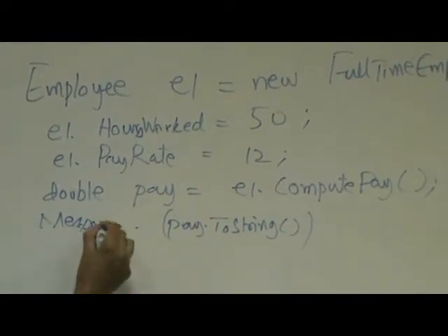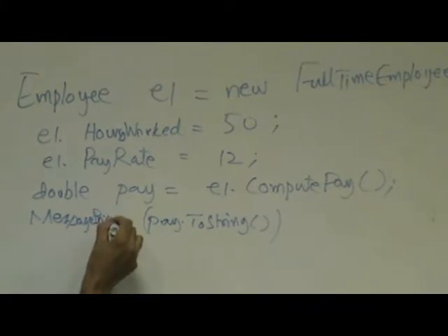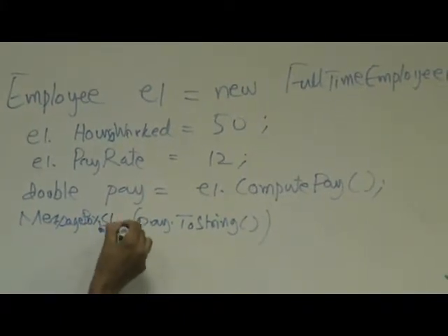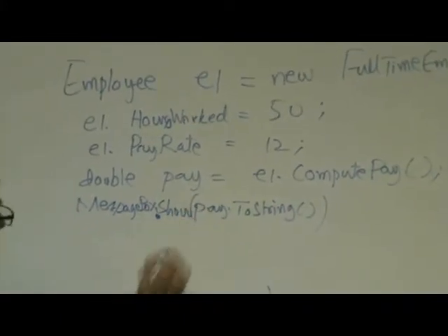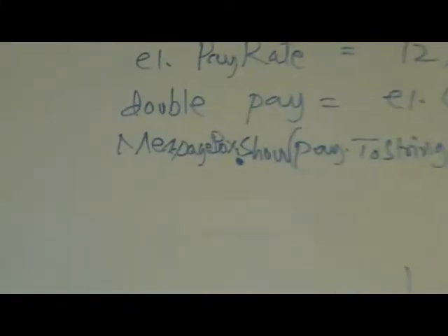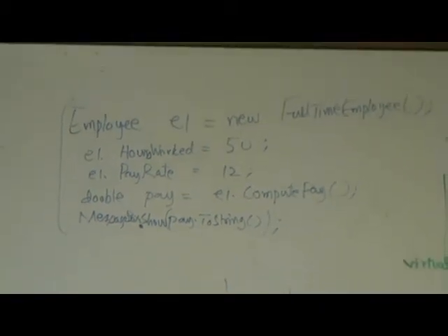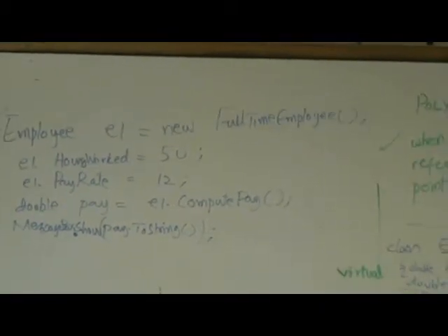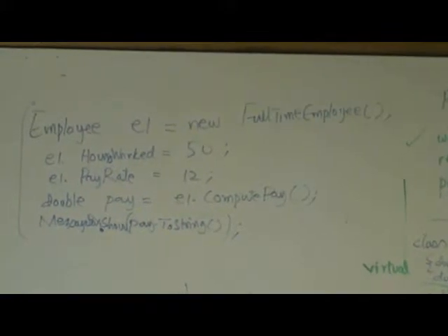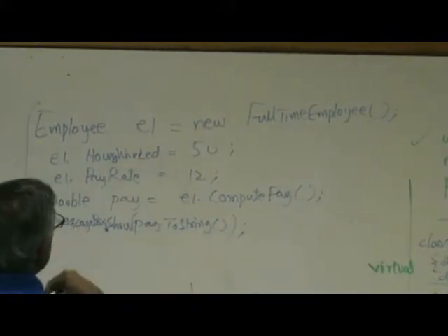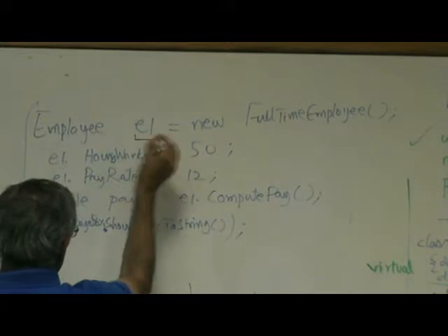So this is MessageBox.Show. Anyway, suppose this was written in some kind of a button handler, right? So this is where the polymorphism comes into play. So take a look over here. E1 is what data type?